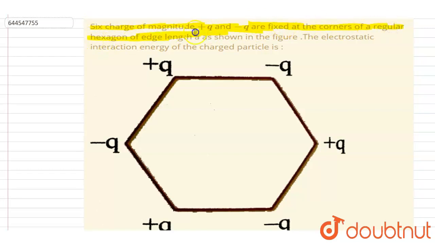Hello everyone, 6 charges of magnitude plus q and minus q are fixed at the corners of a regular hexagon of edge length A as shown in the figure. Electrostatic interaction energy of the charged particles.